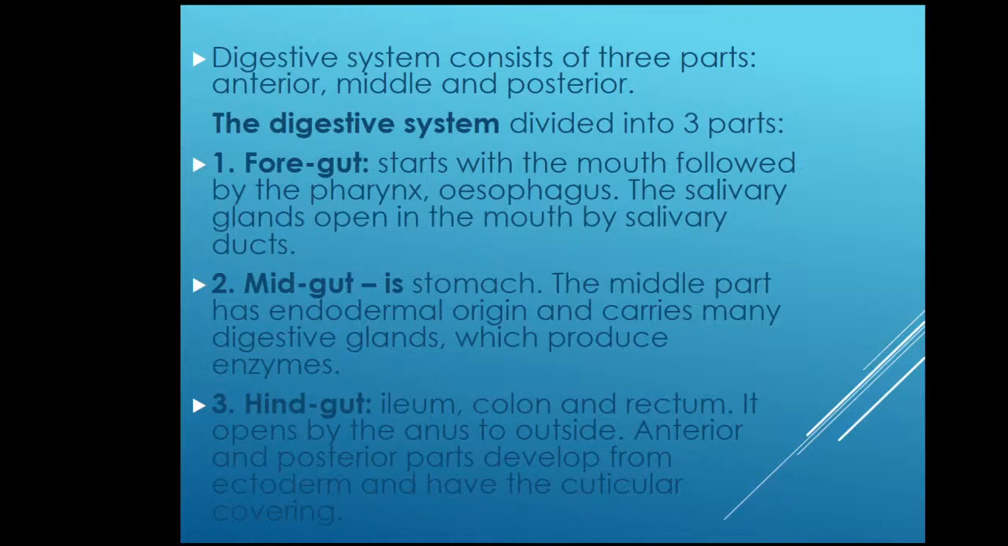This is the middle part of the digestive system, and it has endodermal origin and carries many digestive glands which produce enzymes. The hindgut includes ileum, colon, and rectum, where undigested food is removed through the anus to the outside. The hindgut develops from ectoderm and has a cuticular covering.